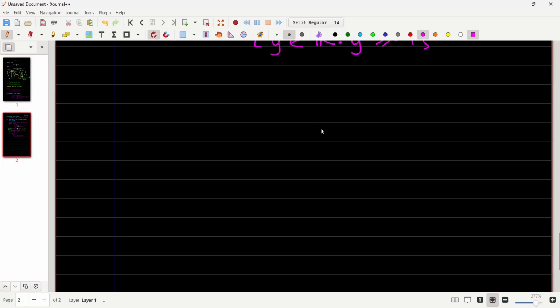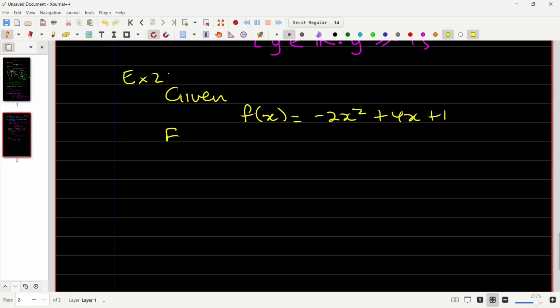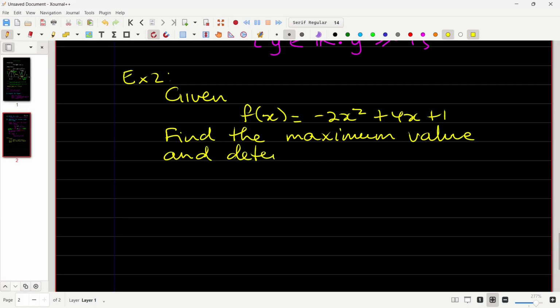Let's go on to another one, and I'm not going to explain so much anymore. I'm just going to give a quick solution so that you can get the answers quicker. Let me put this in yellow as example number 2. Given f(x) is equal to -2x squared plus 4x plus 1, we're required to find the maximum value and determine the range.